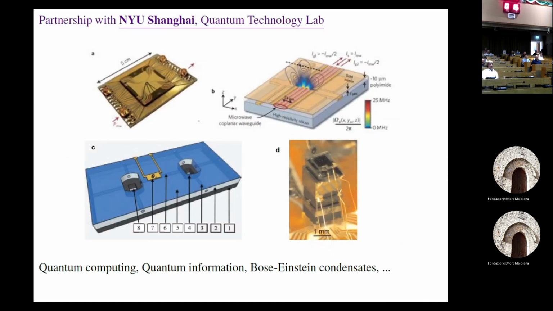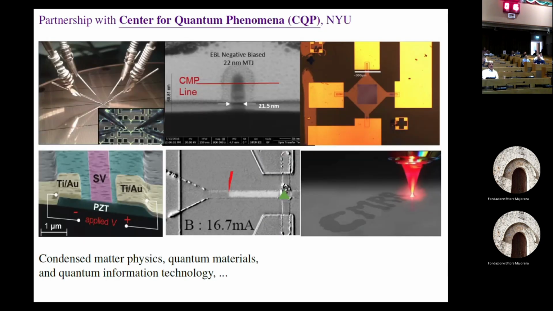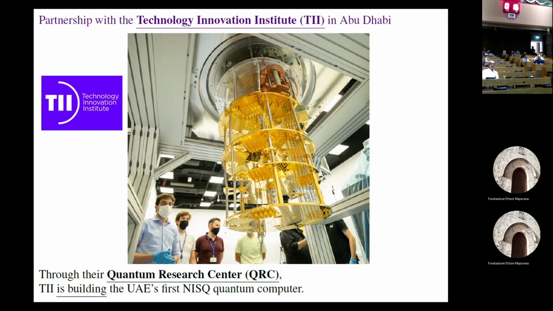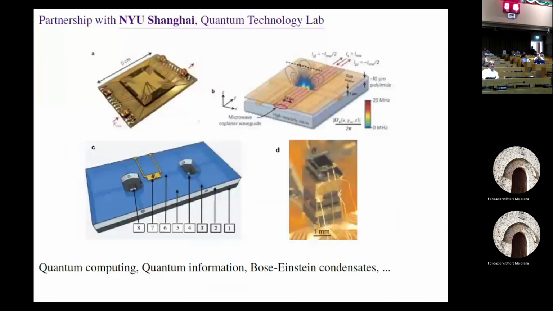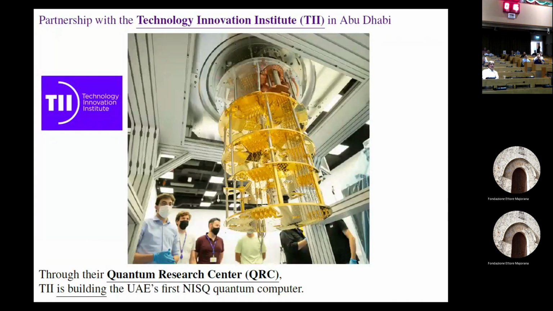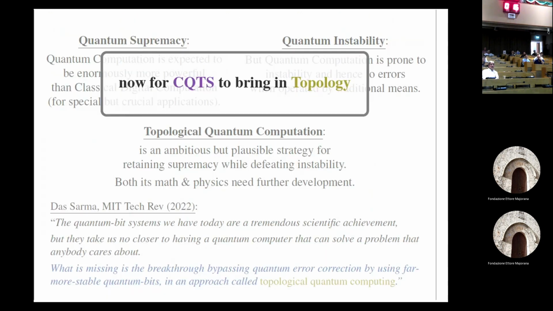In particular, there's a branch of New York University in Shanghai where they're developing quantum technology, doing some actual Bose-Einstein condensates, some NISQ quantum computing. In New York itself, the Center for Quantum Phenomena is concerned with solid state physics. And last but not least, the TII Institute in Abu Dhabi is currently in the process of installing one of these NISQ machines, one of these quantum computers, in the Emirates. So what's the point? The point is that with the new center, this gives a good background of general quantum computing infrastructure potentially. So we want to help out on the theoretical side and bring in some topology to this endeavor of setting up robust quantum computation.